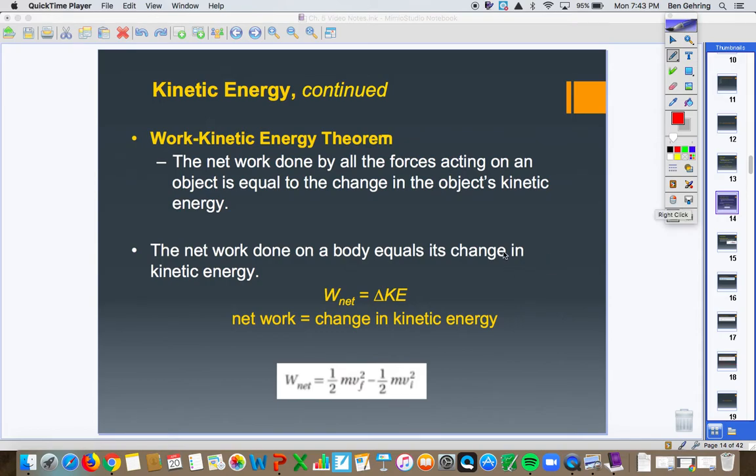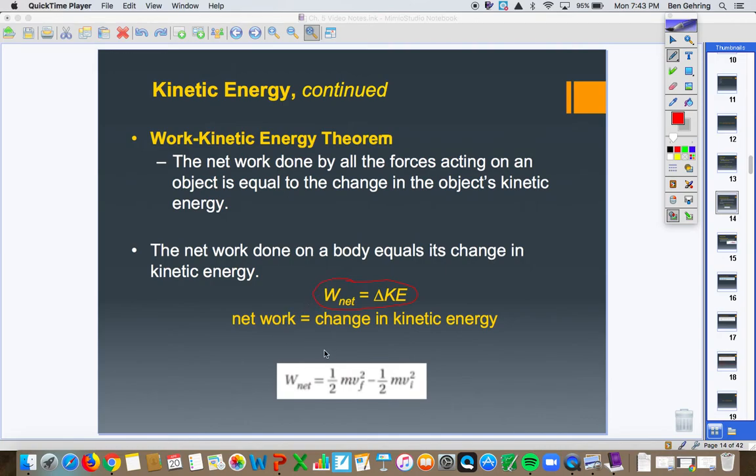If you think back, we talked about work. And the net work is the work done by all the forces acting on an object. And this is equal to the change in the object's kinetic energy. This is known as the work-kinetic energy theorem or the work-energy theorem. So this indicates that the net work on a body equals its change in kinetic energy, which means that my work net equals my change in KE, or my delta KE.